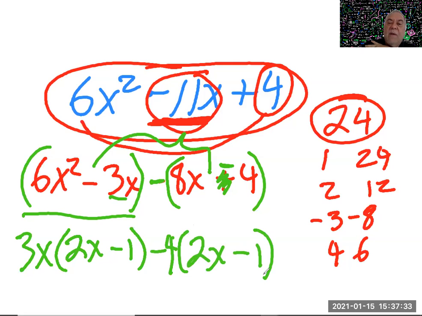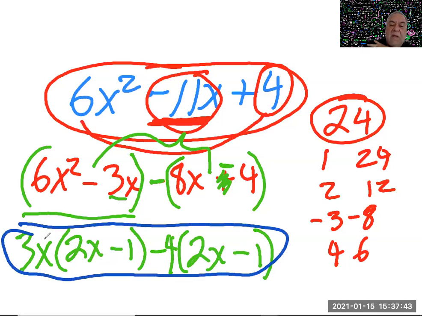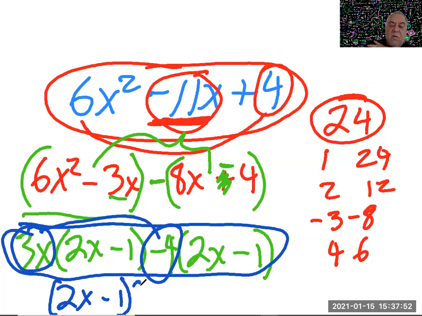Okay, and now we have our 2 factors. Because if I factor out 2x minus 1 from all of these terms, I end up with 2x minus 1. And what am I left with? 3x minus 4. Okay, and those are the 2 factors. This is called factor by grouping.